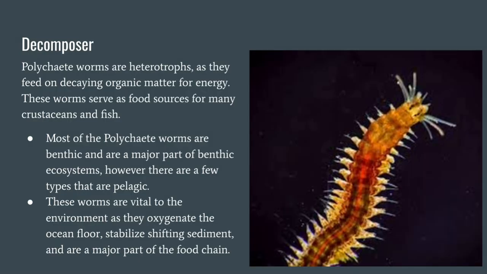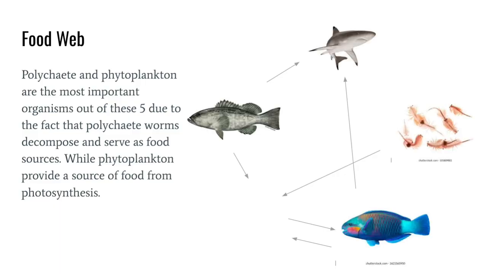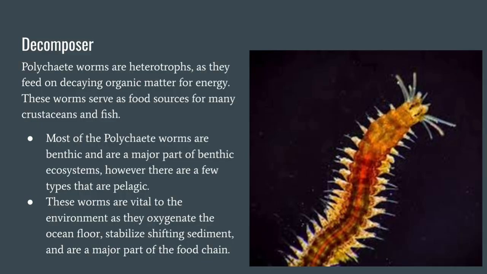For my decomposer, I chose the polychaete worms because they're heterotrophs. They feed on decaying matter, and they're a little bit like earthworms, but marine. They convert this decaying matter into energy, which in turn can be eaten by other organisms, like crustaceans or fish, a lot like phytoplankton, but they're just not autotrophs. So they're another very important part of the food chain.